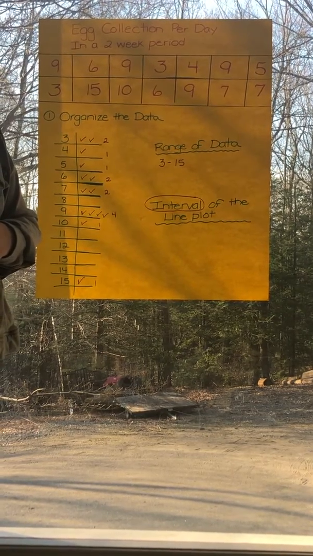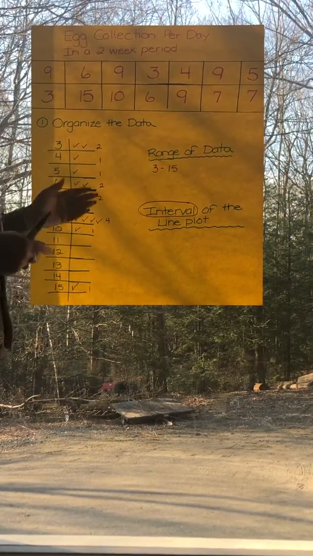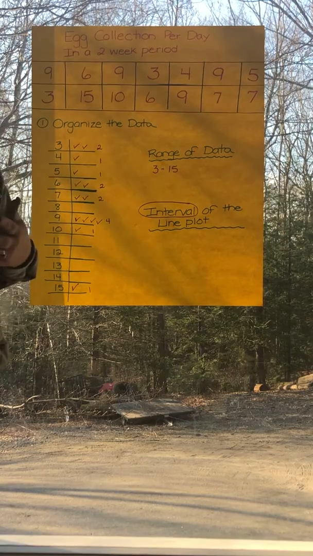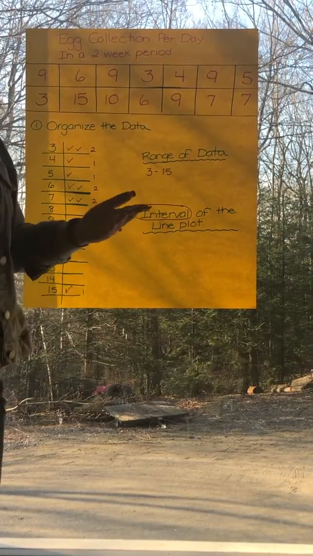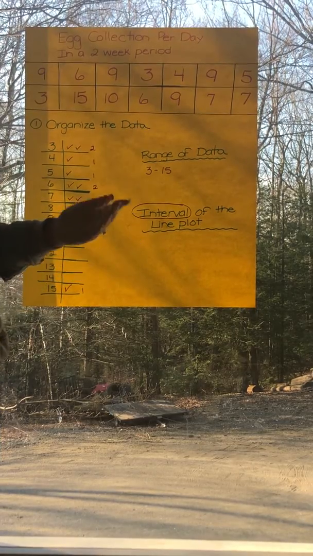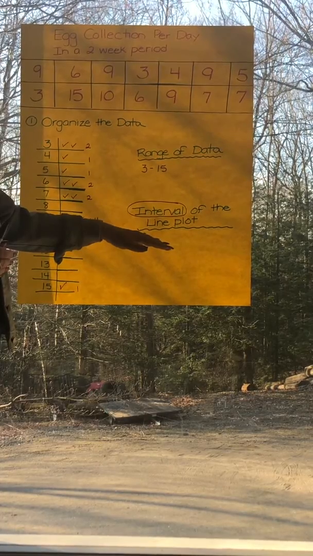So that's something that we have to decide. It's pretty clear what we're gonna do on this, but you have to look. Do you want intervals of 1? Do you want intervals of 2? On some graphs you might have intervals of 5. But on your line plot, your intervals always have to be even.